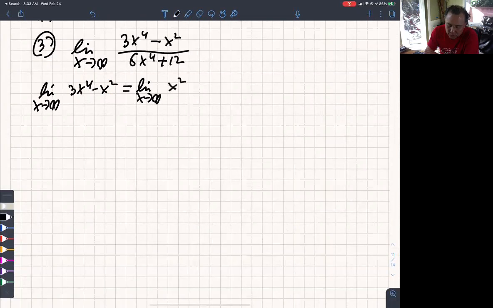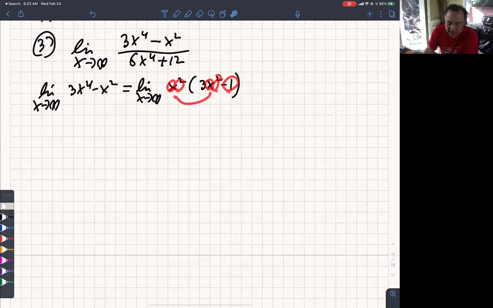We're going to factor out x squared, and we're going to get 3x squared minus 1. Did I do that right? Let me double check. Yes. So clearly, this is infinity, because infinity squared is infinity. This is infinity, because infinity squared is infinity. Both of those are infinity, and subtracting 1 from infinity doesn't do anything to it.